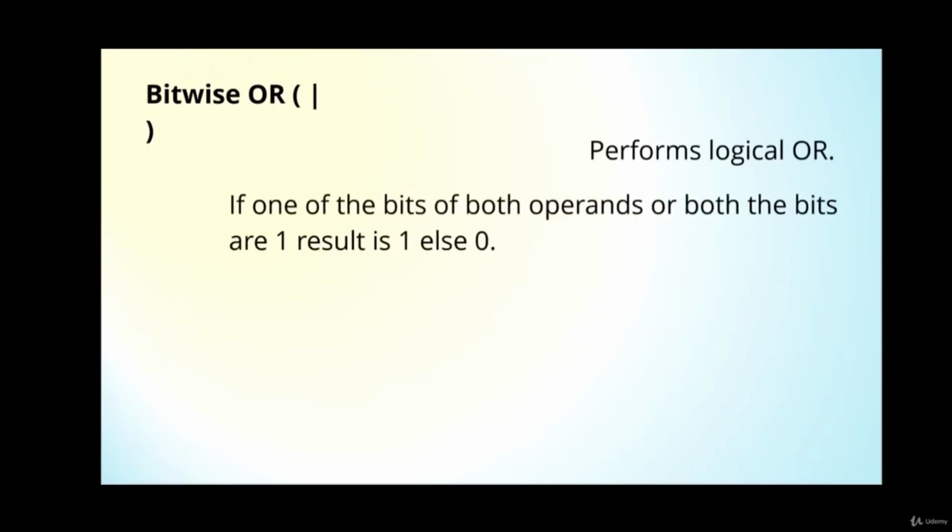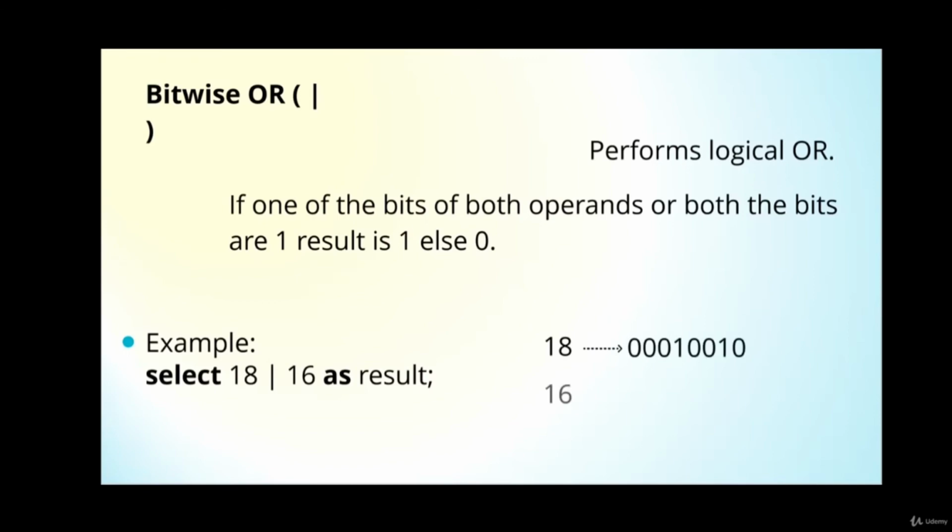Next is bitwise OR. The OR table is used to perform logical OR, and the OR table says that if one of the bits of both operands or both the bits are 1, then the result is 1, else it is 0. So for example, if we want to do select 18 or 16 as result, then first we'll have to convert these two into binary form. After converting into binary form, we'll have to perform OR operation.